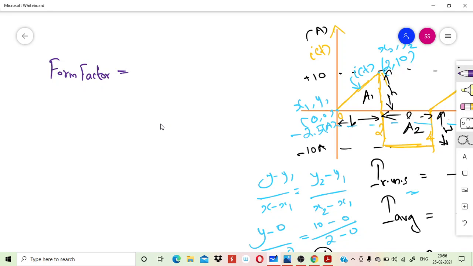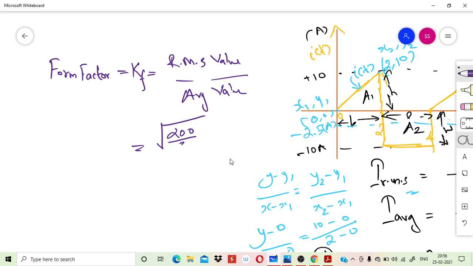Form factor, by definition, Kf is equal to RMS value divided by average value. So that will be equal to, the RMS value is under root 200 by 3 divided by minus 2.5. So this is our form factor.